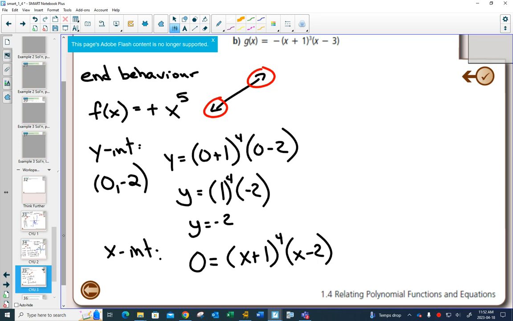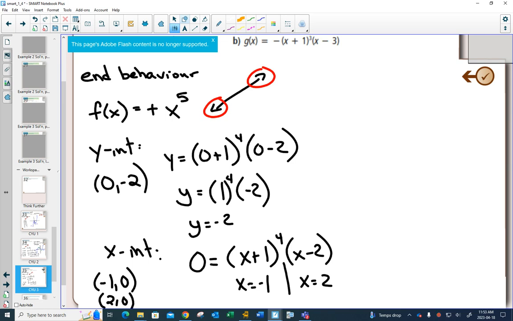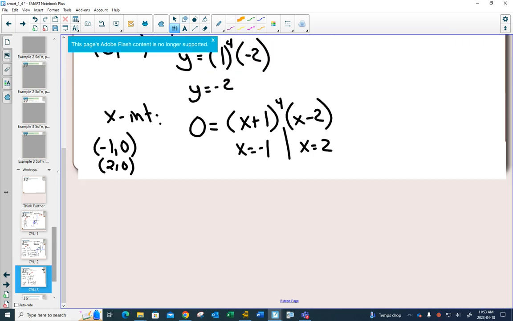So this is going to save us a ton of time because we don't have to factor it. In fact, we know that negative 1 and 2 are the only x-intercepts. So negative 1, 0, and 2, 0. And just to add our new notes of what we just learned, this one has a multiplicity of 4 because the exponent is 4. It would happen 4 times. This one has a multiplicity of 1.